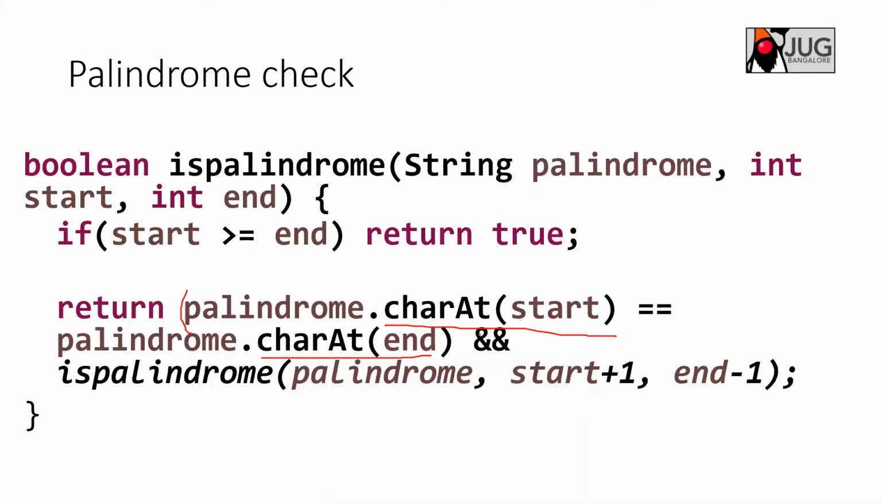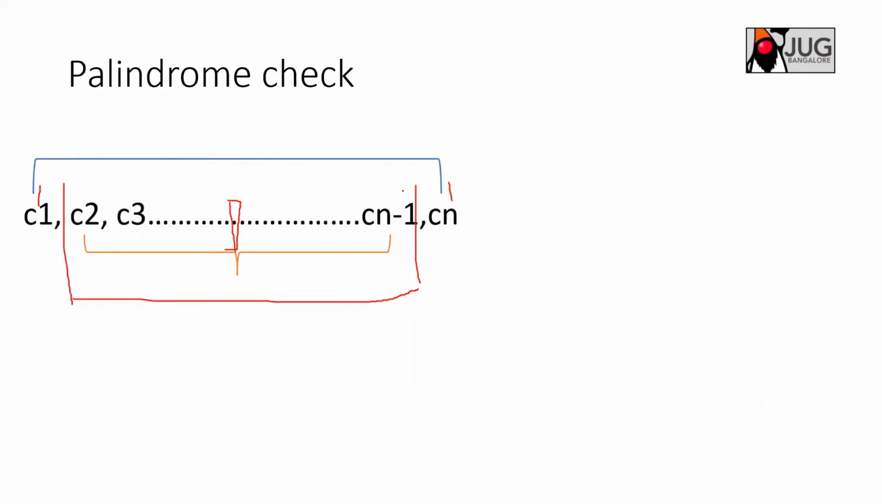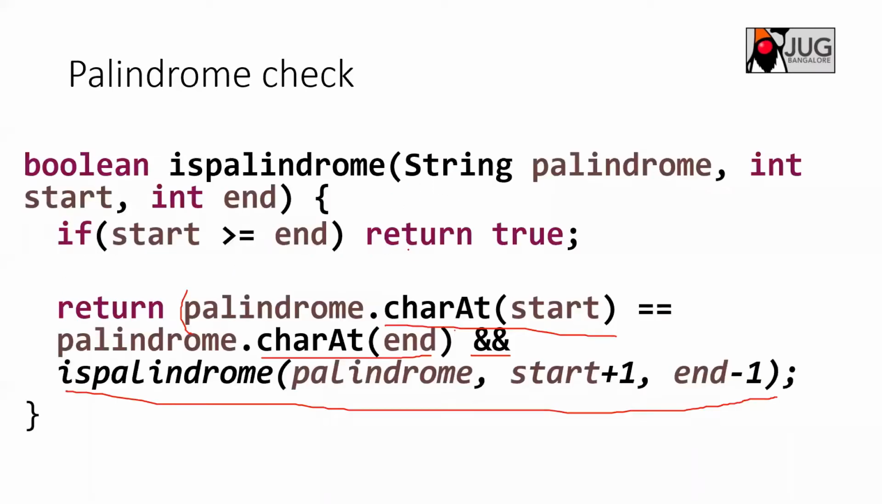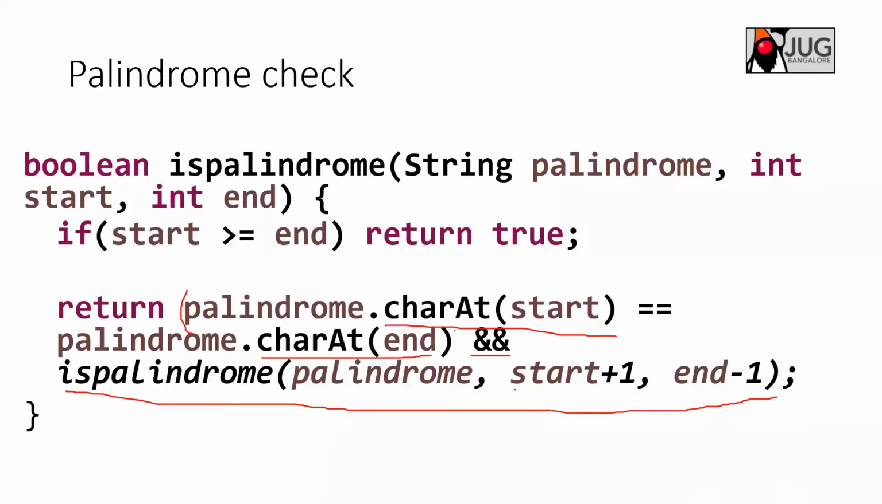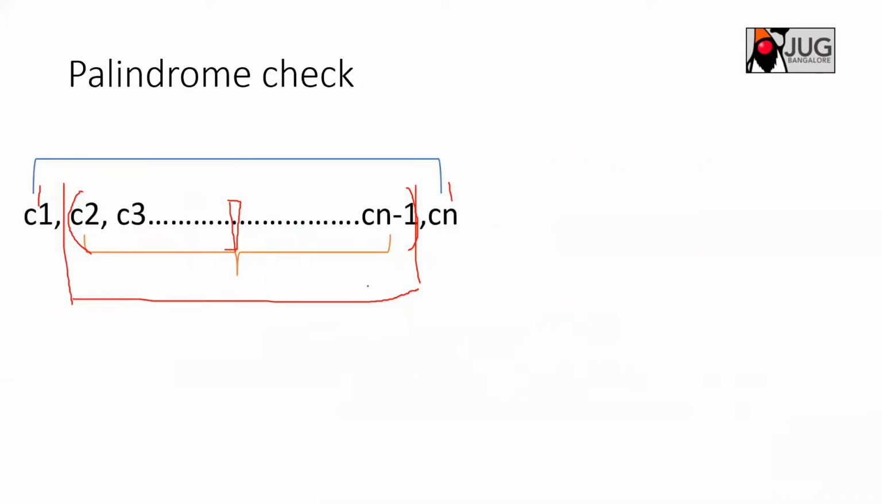Once this is true, then only the next part goes, because this is a logical AND. So once it is true, then only the next statement will be executed. In the next statement, you are calling isPalindrome on this set. And how did you compute this set? It is the smaller set here. You have incremented the start by +1 and decremented the end by -1. So what I have done here is passed this set for my next isPalindrome call.